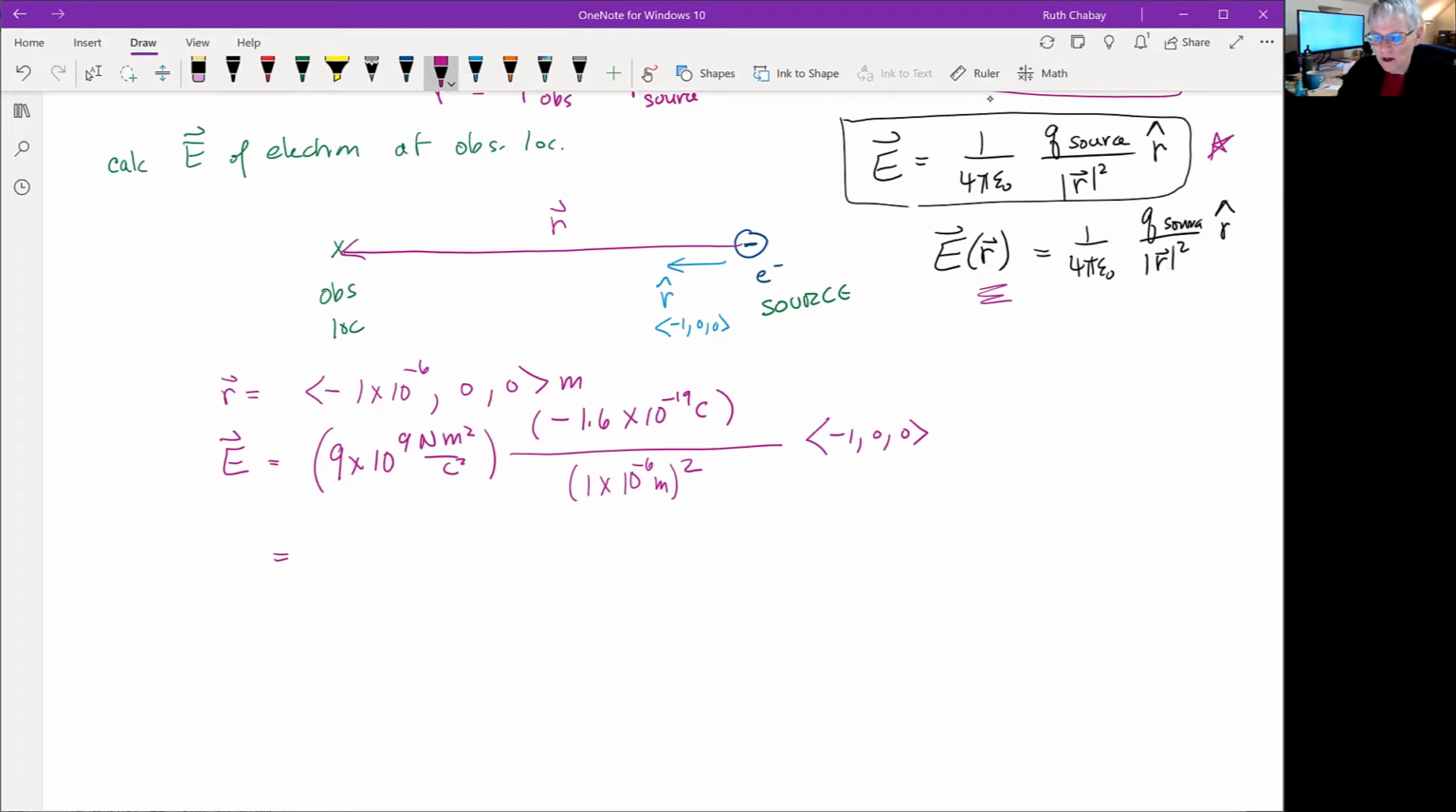And when we work that all out, we get an electric field at that observation location of plus 1440, 0, 0 newtons per coulomb. And so if we were going to draw it, we would draw the electric field in the plus x direction, pointing at the electron. I've offset it slightly just so we can see it.